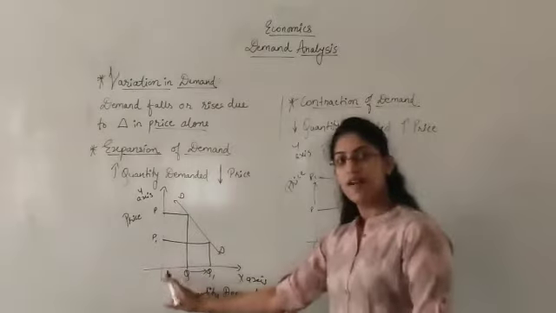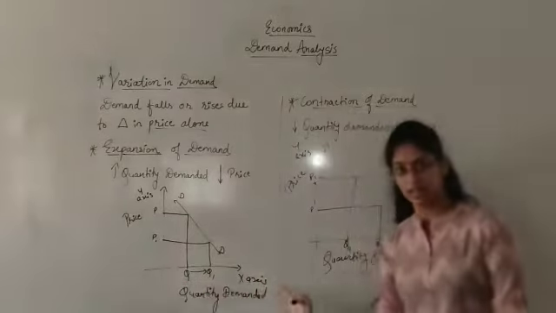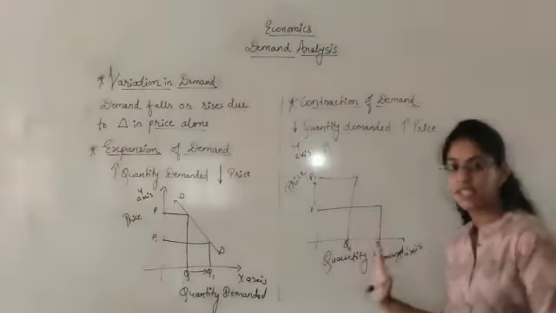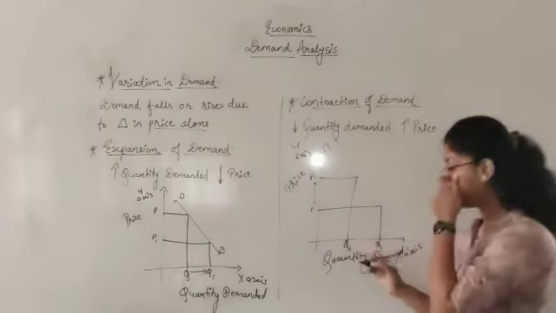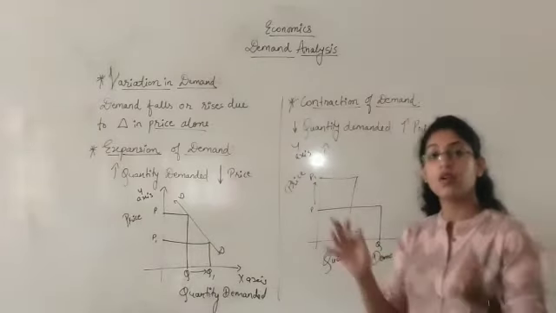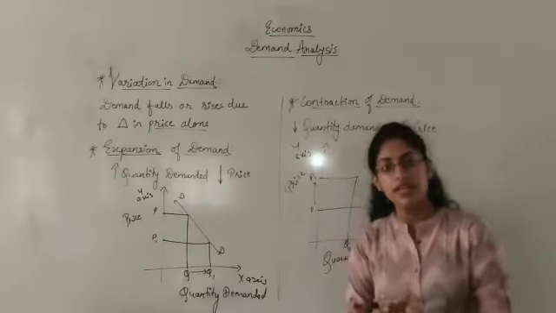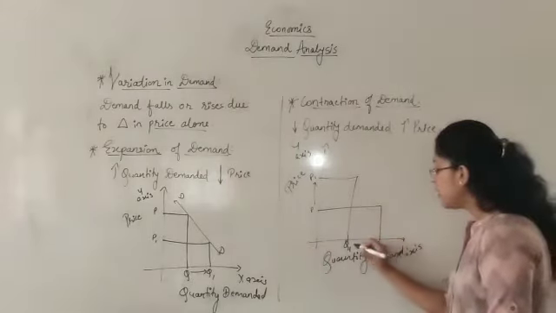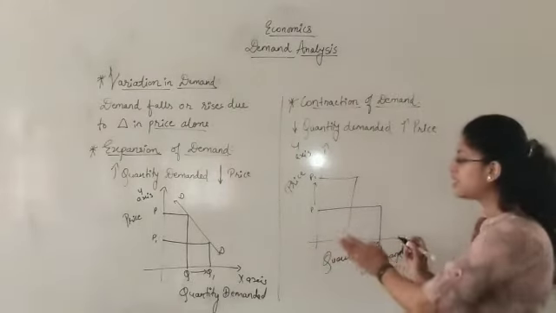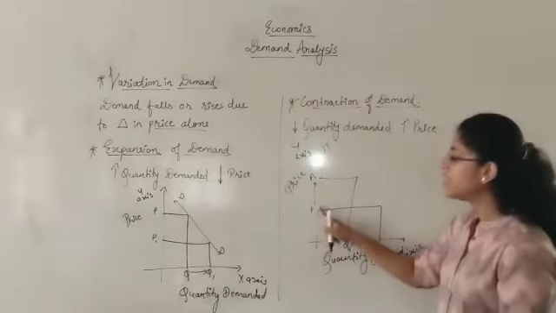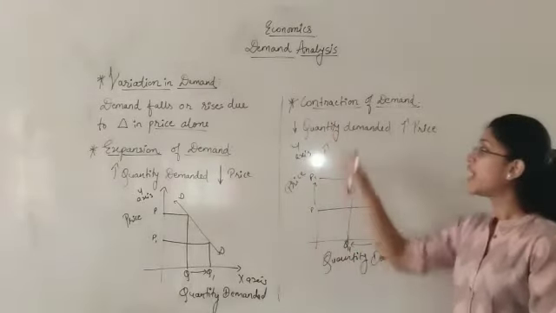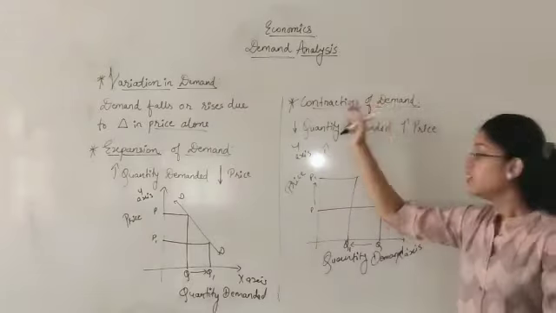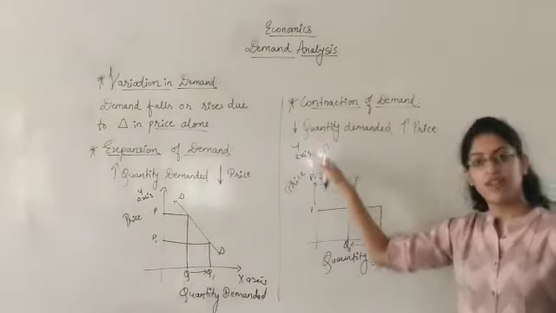Your demand curve shifted from left to right in expansion. It moved towards the right side, but here the demand curve is moving towards the left side. Why? Because there is a contraction in quantity demanded. Clear? So the demand curve is moving towards the left direction and the price has increased. Okay, so this is what is meant by contraction of demand, where quantity demanded is reduced.